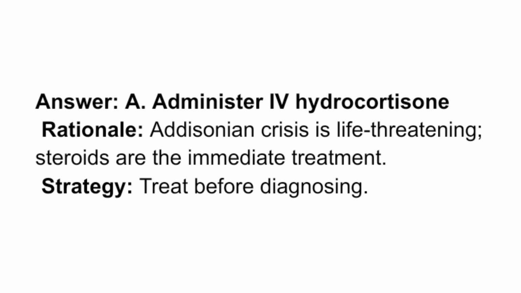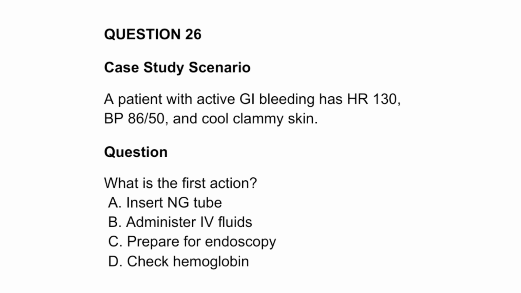Administer IV hydrocortisone. Rationale: Addisonian crisis is life-threatening. Steroids are the immediate treatment. Strategy: treat before diagnosing. Question 26. Case study scenario. A patient with active GI bleeding has HR 130, BP 86/50, and cool, clammy skin.